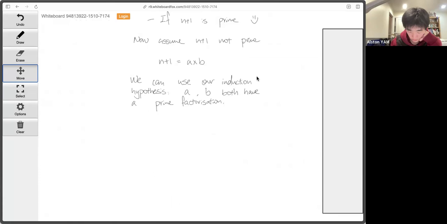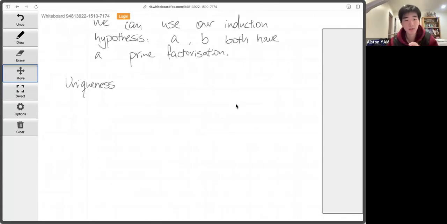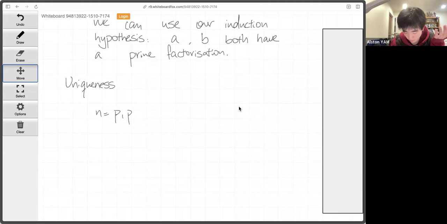So now let's prove uniqueness, which states that every positive integer n has at most one prime factorization. Let's suppose not. So we are using a contradiction here. Let's suppose n is equal to p1 to the alpha 1, p2 to the alpha 2, dot, dot, dot, pk to the alpha k. So that is one prime factorization, right? We have just listed out its prime factors and we have multiplied them.